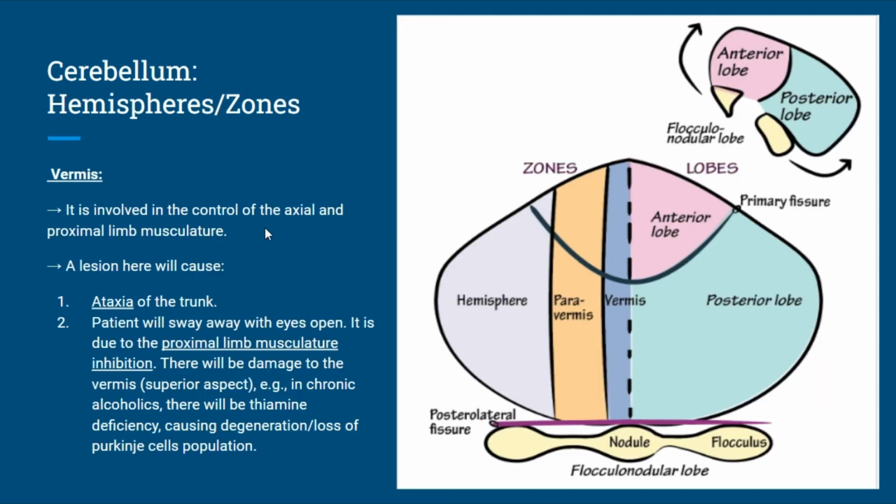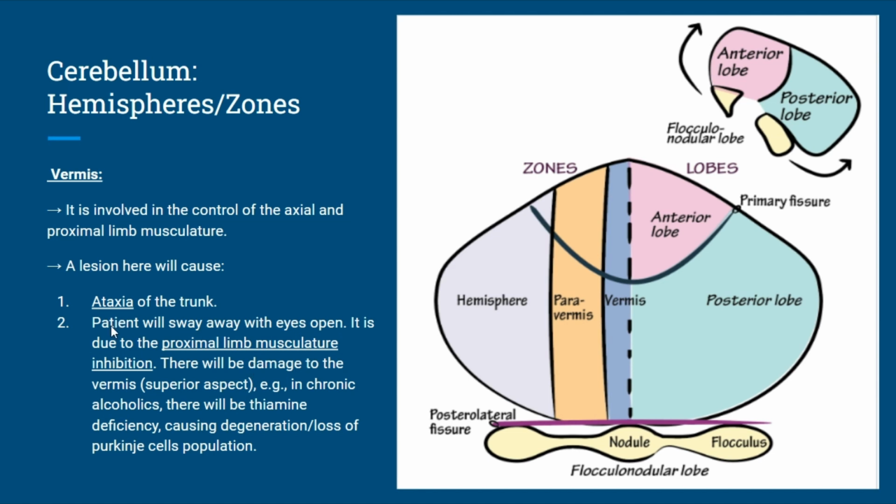So let's start with the hemispheres or the zones of the cerebellum. The very first one we're going to look at is the vermis. This one is involved in the control of the axial and the proximal limb musculature. Over here, look at this midline. This is the vermis. So what will happen if there is a lesion in this area? That will cause ataxia of the trunk.